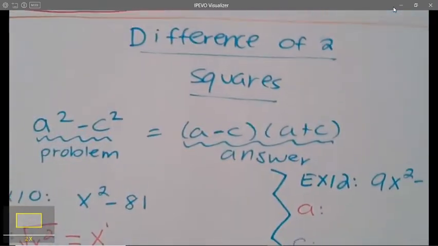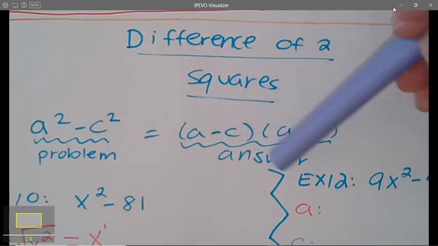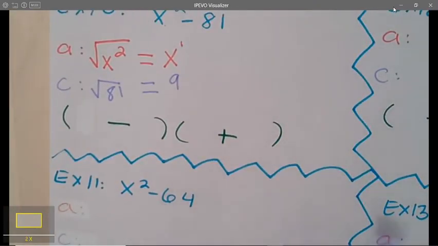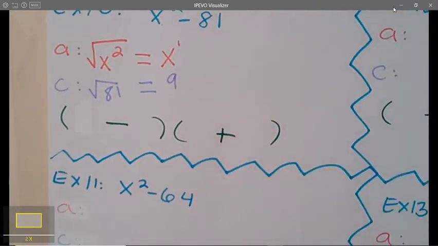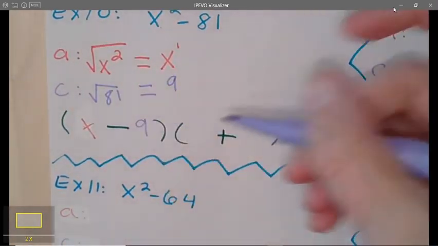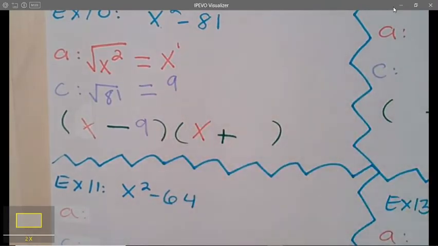And in our final answer, all we do with the A and the C is one time we subtract them and one time we add them. Then we are done. So one time I'm going to do x plus 9. Sorry, it really doesn't matter the order. One time we're going to do x minus 9, and one time we're going to add them. So one time I'm going to do x plus 9. And that's all you guys do. This would be my final answer.